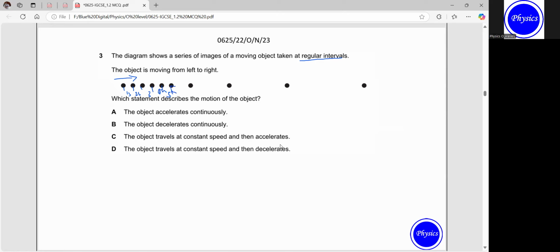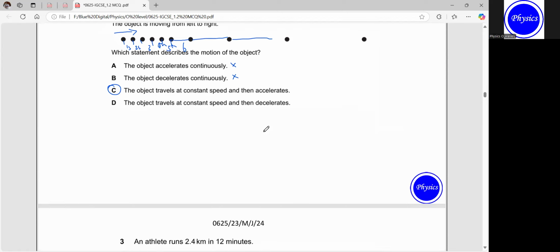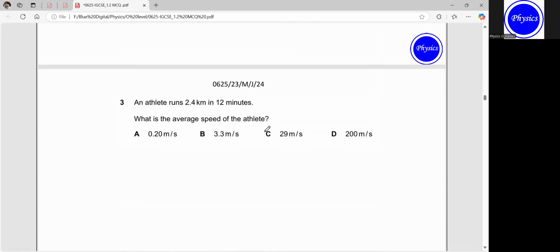And you see the sixth second, the distance is getting increased. Then 7, it is increasing more. 8, it is increasing more. So how can we conclude? It is not accelerating. It is not decelerating. The object travels at constant speed and then accelerate. The object travels at constant, then decelerate. No, it is not decelerating because you can see it is covering a longer distance. Okay, it is covering a longer distance as it goes. So it is accelerating.